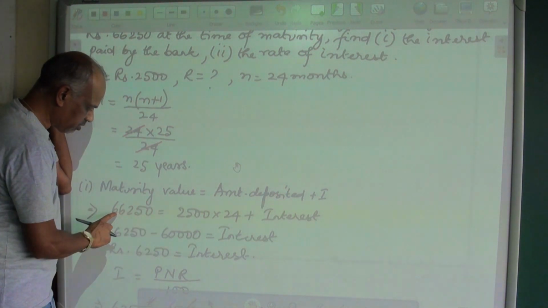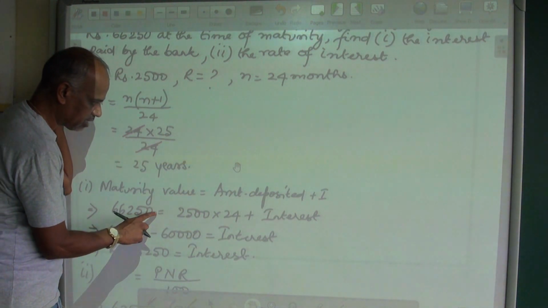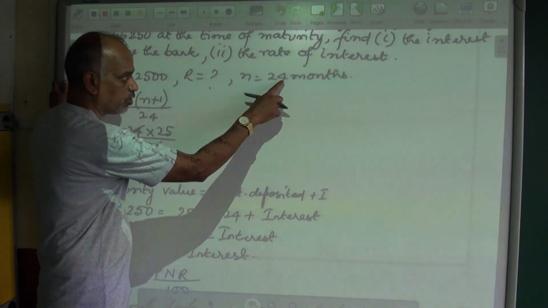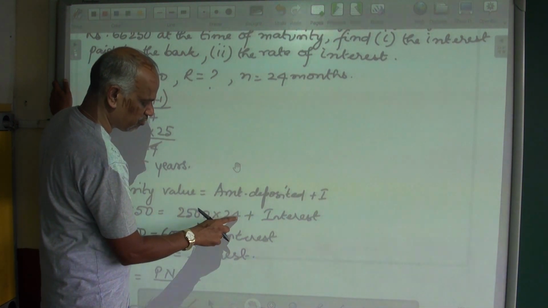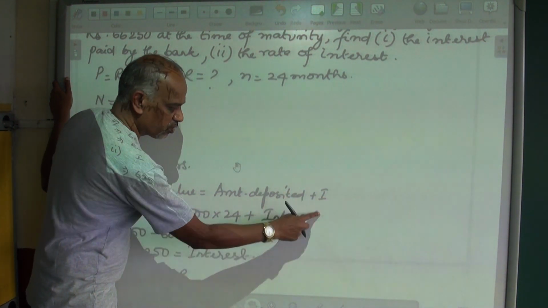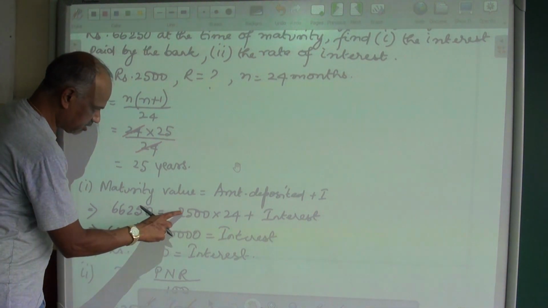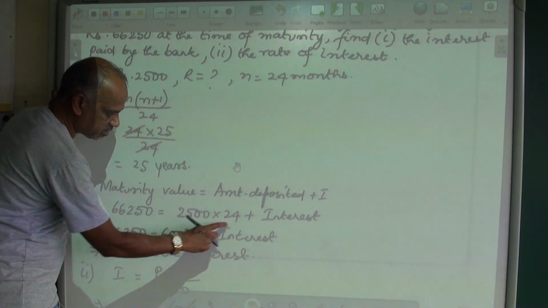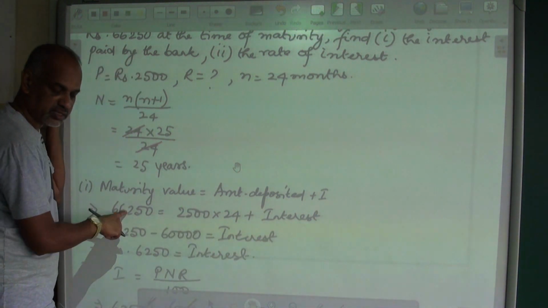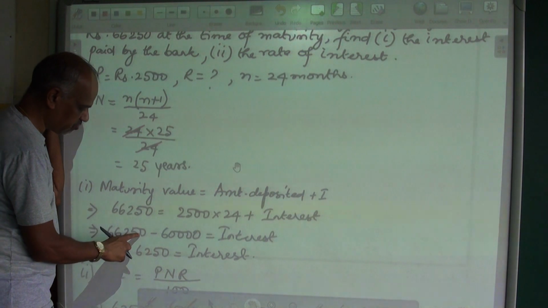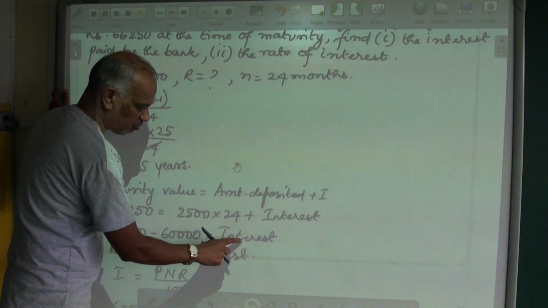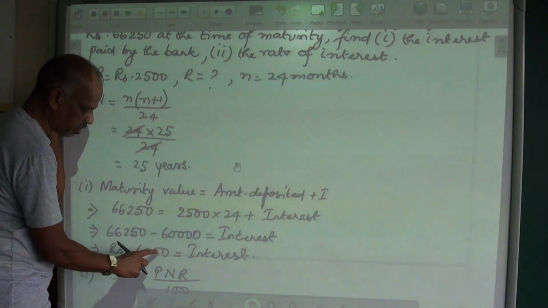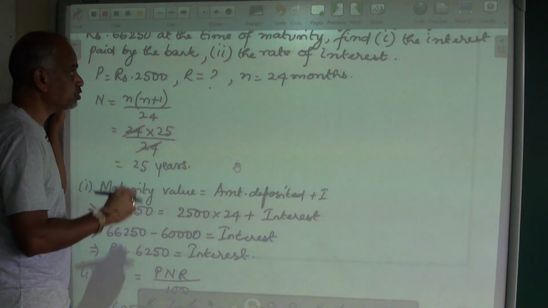Maturity value you already know is 66,250, equal to amount deposited. 2,500 was deposited for 24 months, so 2,500 into 24 plus interest, which is what you are going to find. This into this gives you 60,000. So 66,250 is equal to 60,000 plus interest. Bring the 60,000 this side. 66,250 minus 60,000 will give you the interest. Therefore, the interest is rupees 6,250. That is your first question.